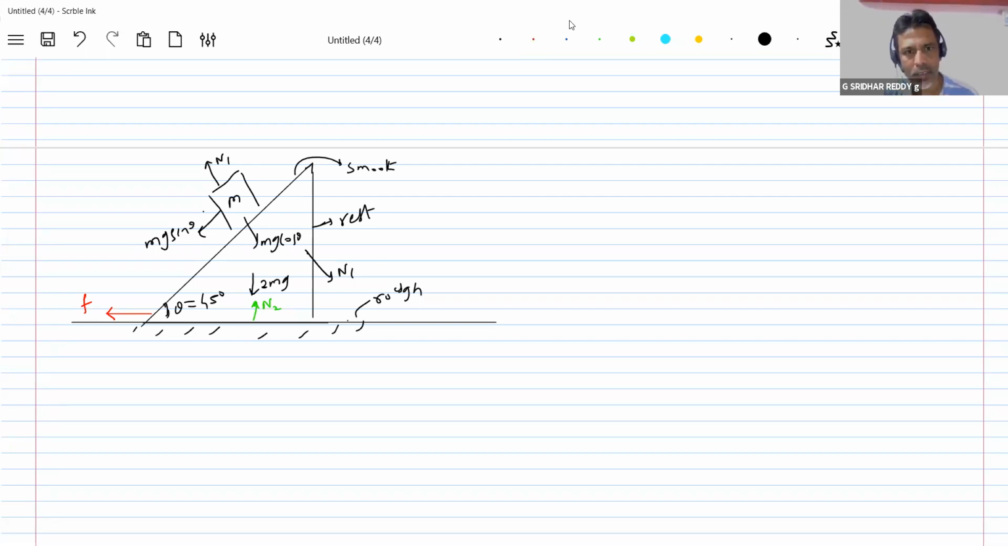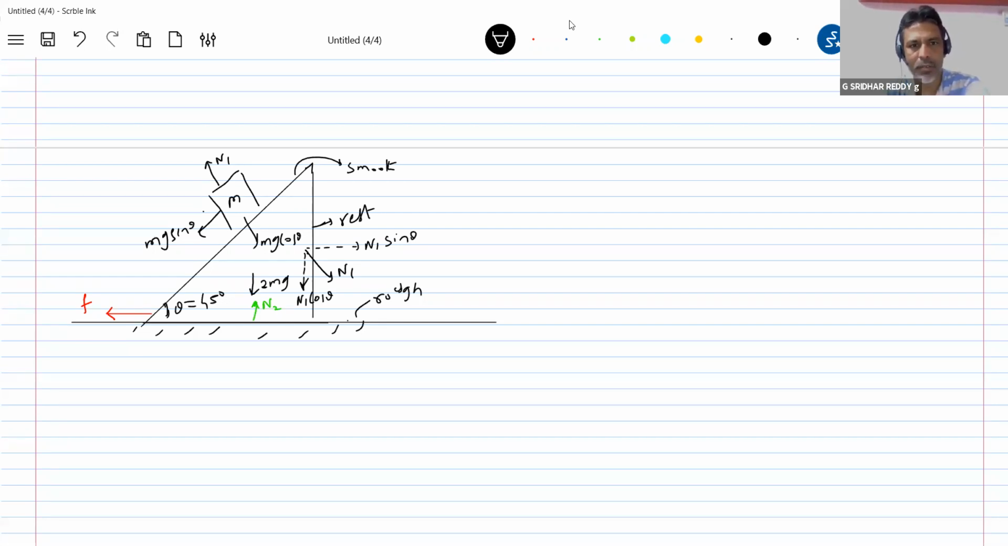So here you can look at this n1. This n1 sin theta will try to shift the wedge towards right. And since the wedge is kept on the surface, the ground will exert a frictional force on the wedge towards left, and under action of n1 sin theta and the friction, the wedge is at rest here. So if you resolve this force, this n1 sin theta, this will be n1 cos theta. Try to look at this one.